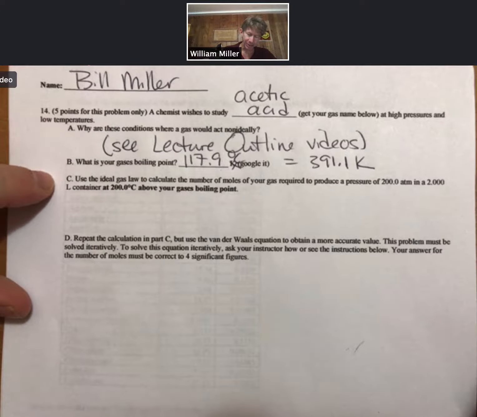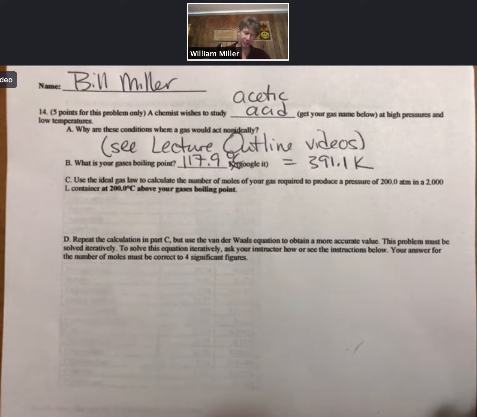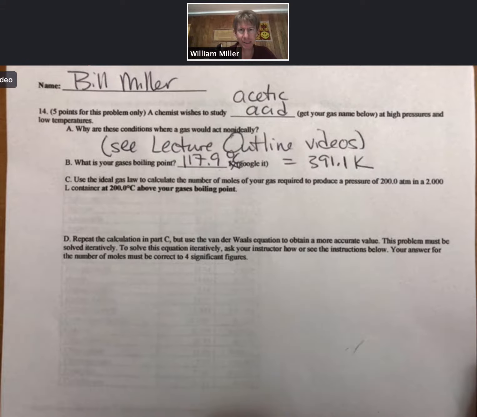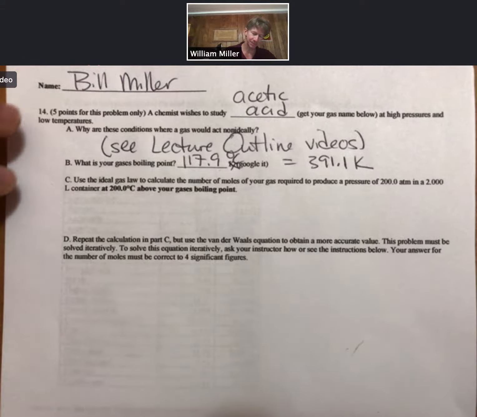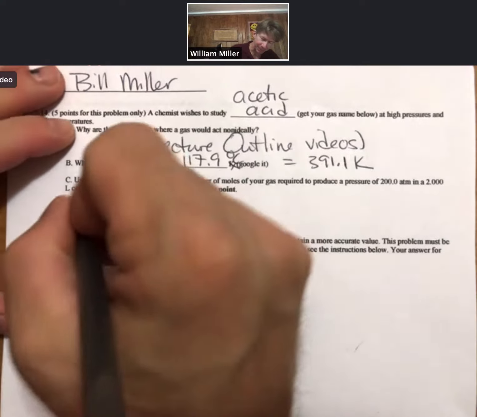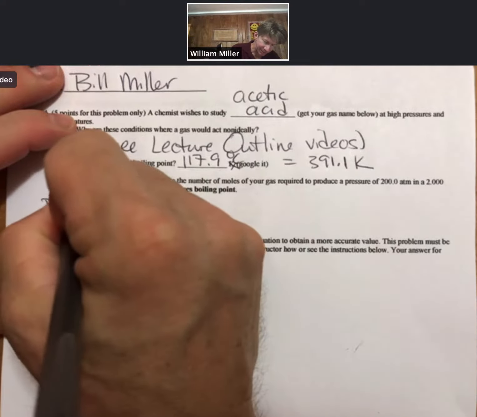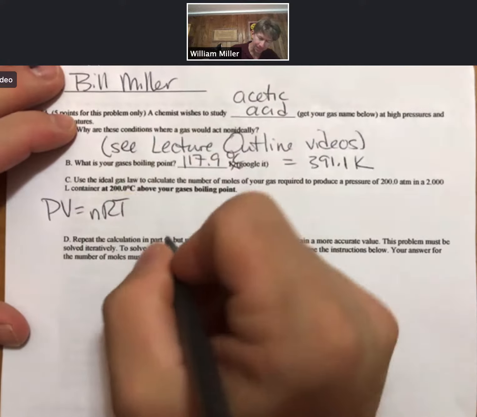C, use the ideal gas law to calculate the number of moles of your gas required to produce a pressure of 200 atmospheres in a 2.000 liter container at 200 degrees Celsius above your gas's boiling point. Believe it or not, 200 degrees Celsius over your gas's boiling point, we still will see some non-ideal character. So let's see. So PV equals nRT.